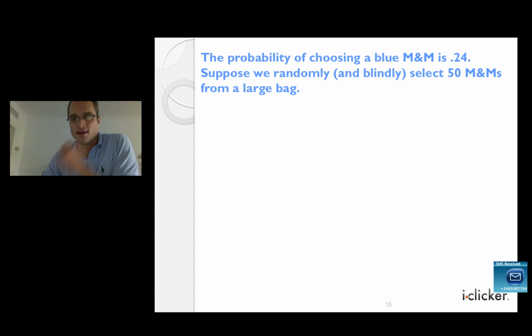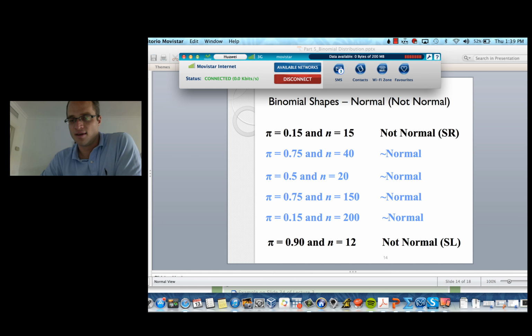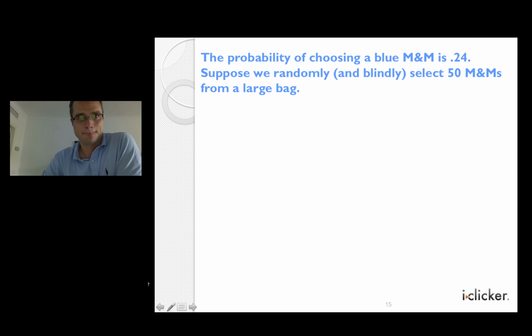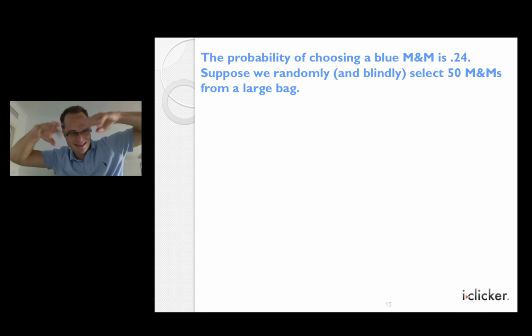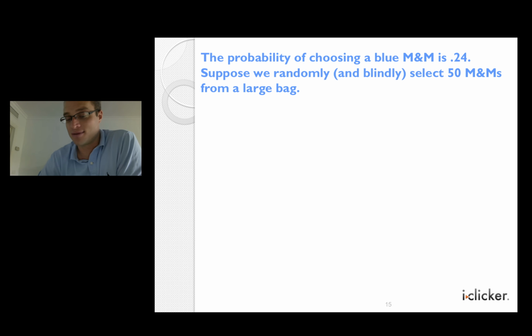Okay, so let's look at this problem here. You can ignore this iClicker thing at the bottom. The probability of choosing a blue M&M is 0.24. We get that from a relative frequency: 24% are blue, says Mars. So suppose we randomly and blindly select 50 M&Ms from a large bag, and we replace them. We're going to satisfy all the conditions required for the Bernoulli trials.